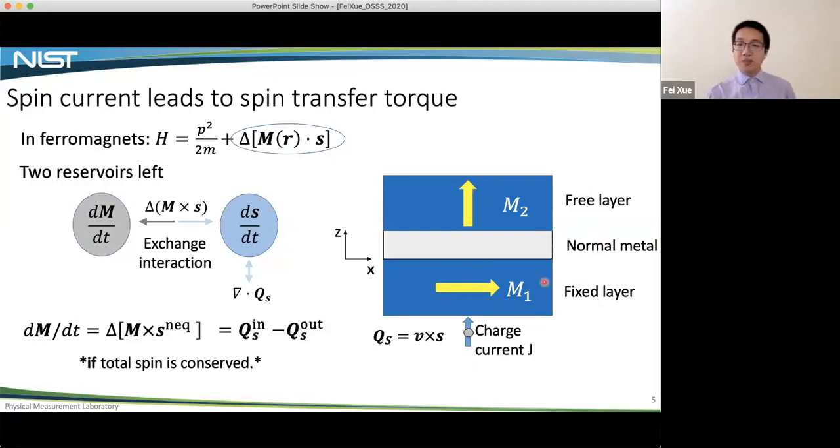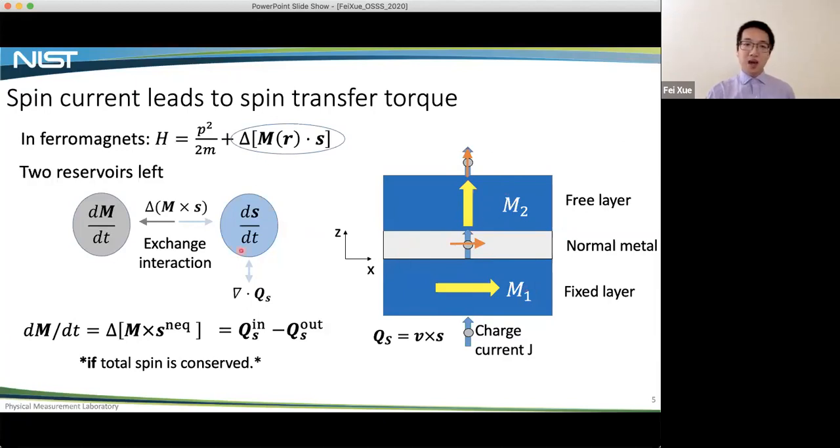So now if we apply a charge current through this tri-layer, it's also called a magnetic tunneling junction. When the charge current passes through the first fixed layer, it becomes spin polarized because of the exchange interaction. And then this spin current and the charge current together in the spacer pass the second layer, and will also become spin polarized, but it will change the spin polarization direction due to the non-collinear direction of M1 and M2.